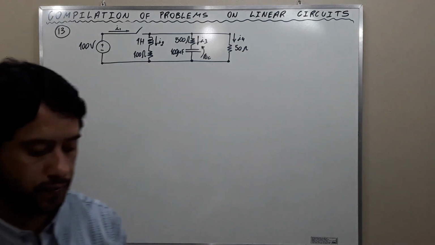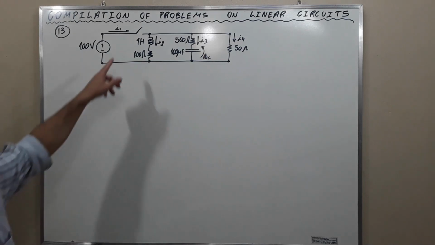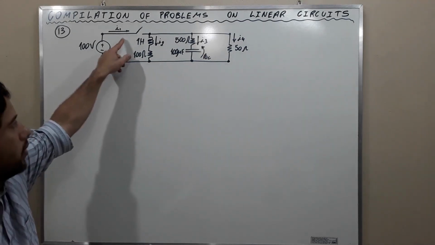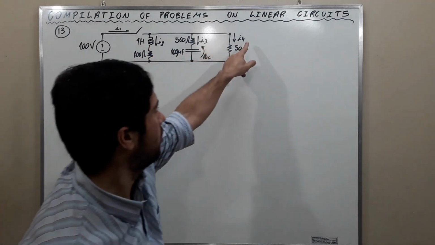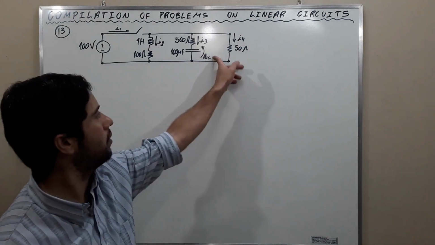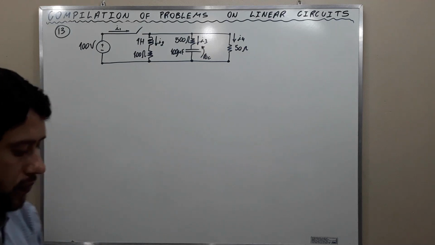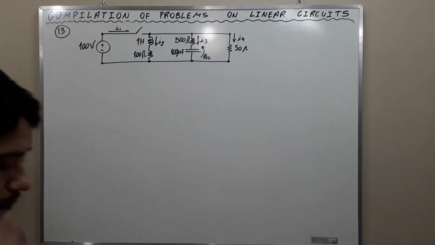Question 13. Consider the circuit on the board. Solve for the steady state values of I1, I2, I3, I4, and Vc after the switch has been closed for a long time. Okay?